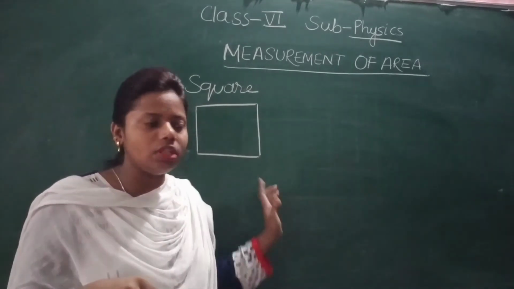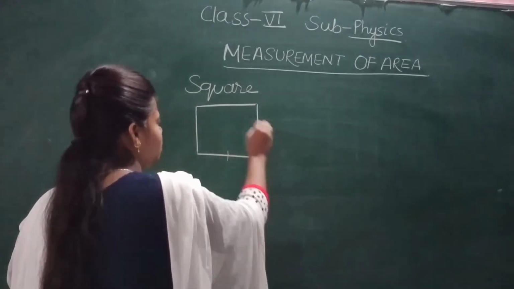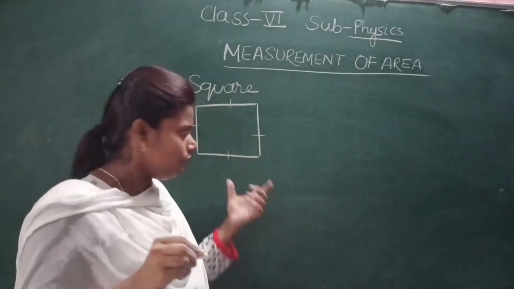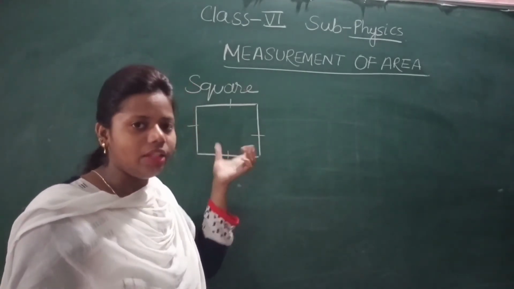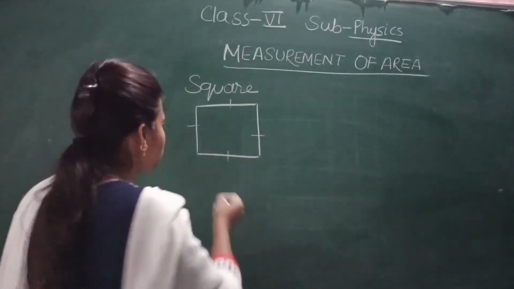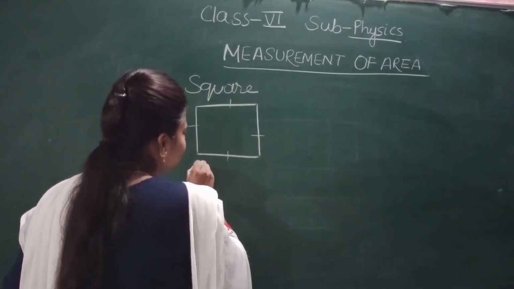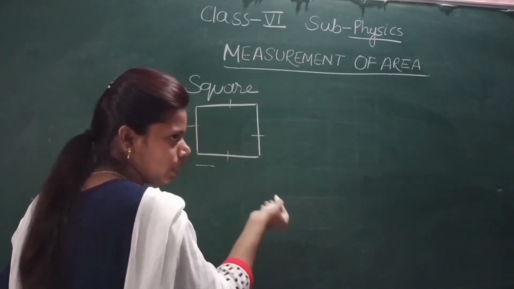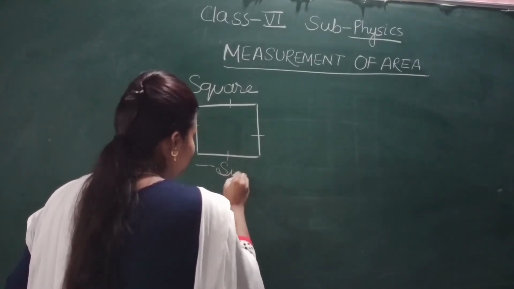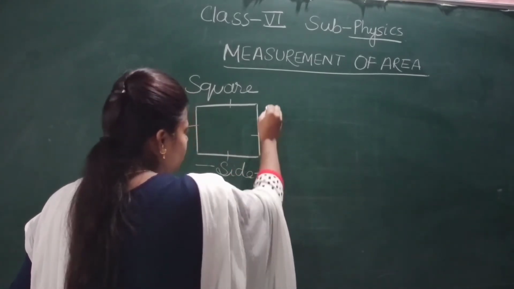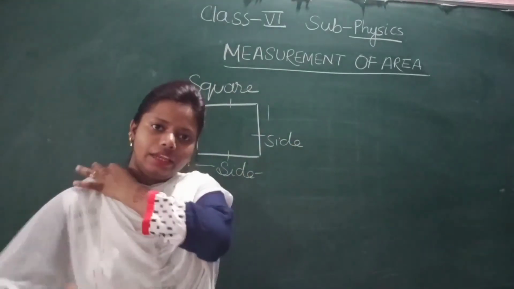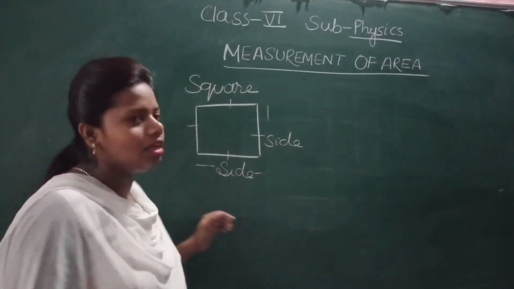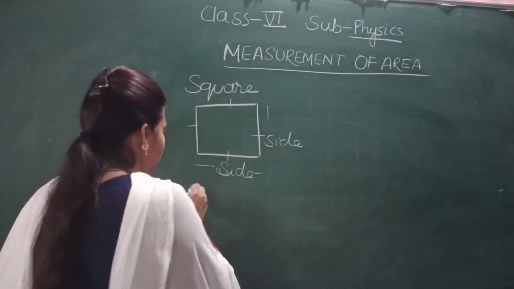In a square, you know that all the sides are equal. You can take this side as length or you can take it as side. I am taking it here as side. This is also side, this is also side. So what is the area of the square?